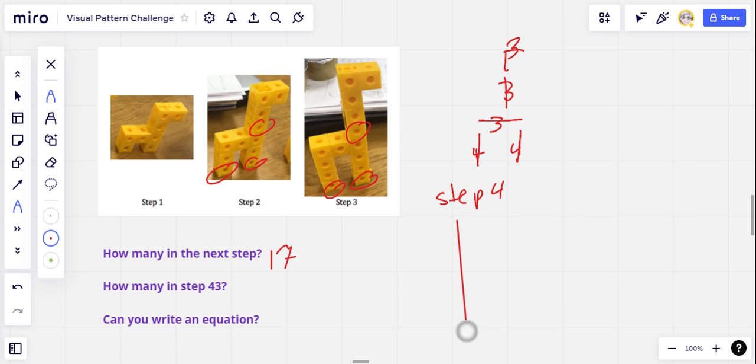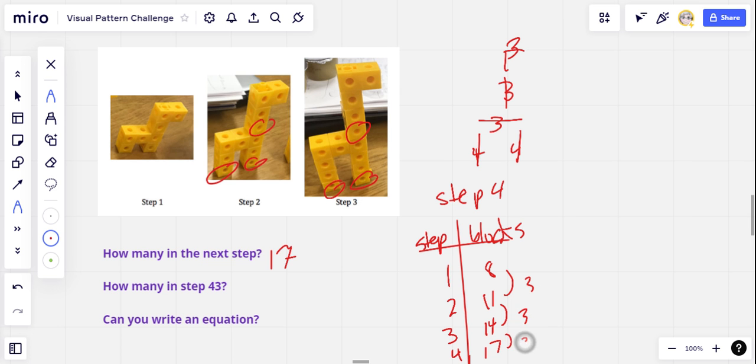But let's actually make a chart so we can analyze these numbers. I'll put the step number here and the number of blocks here. I'm thinking this is a linear pattern, but let's verify that. In step 1, we've got 3, 6, 7, 8 blocks. In step 2, it looks like 11. In step 3, 14. And in step 4, we're predicting 17. Now when we take the difference between each step, 11 minus 8 is 3, 14 minus 11 is 3, 17 minus 14 is 3, we see that we get a constant there.